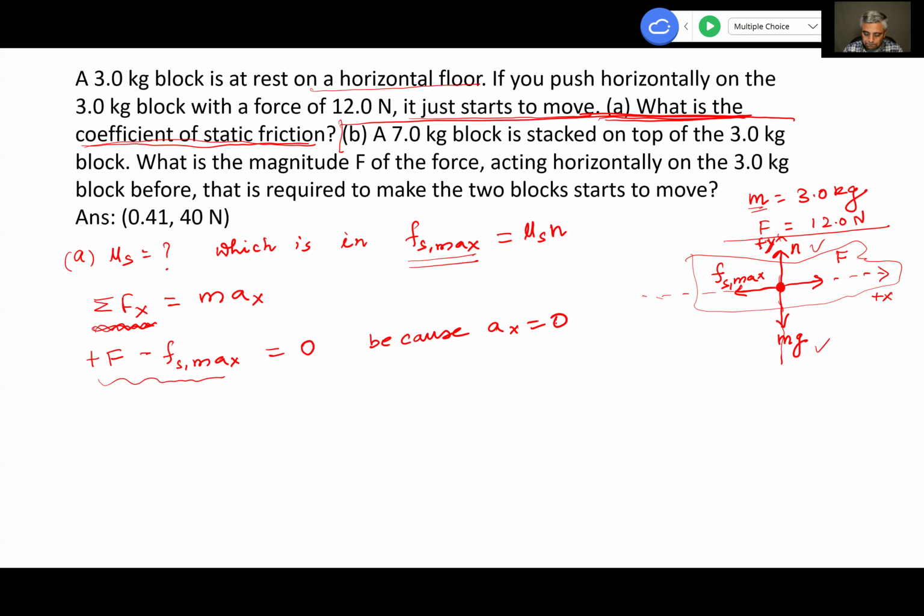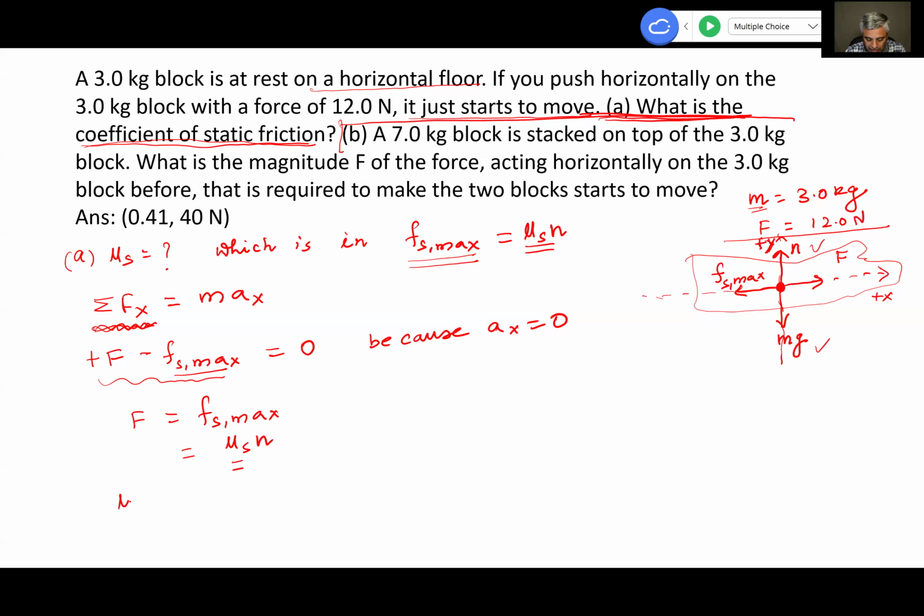Okay. So it is still in equilibrium condition. So now I want Fs max. So that means let's solve this one for Fs max. Actually, I want mu s. So let's replace this Fs max by mu s times N.